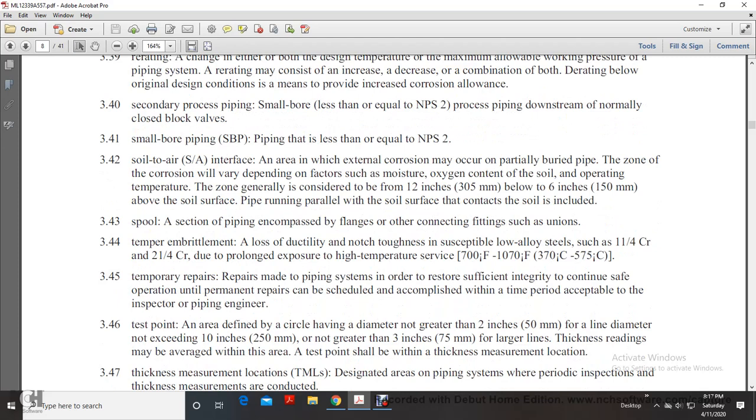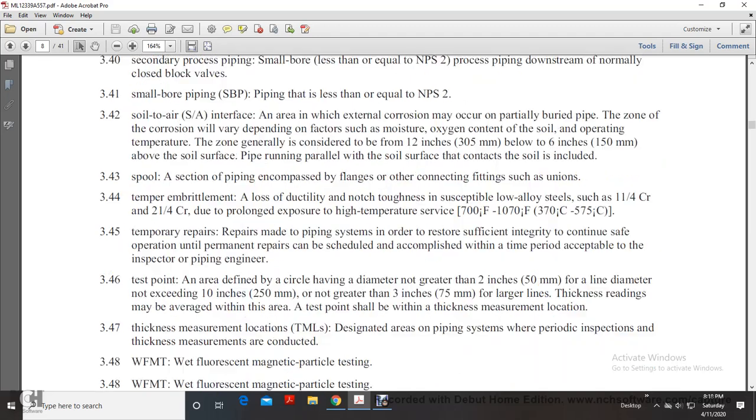Spool, a section of piping encompassed by flanges or other connecting fittings such as unions. Temper embrittlement, loss of ductility and notch toughness in susceptible low alloy steels such as 1-1/4 chromium and 2-1/4 chromium, due to prolonged exposure at high temperatures, in the range of 700 degrees Fahrenheit to 1,070 degrees Fahrenheit.